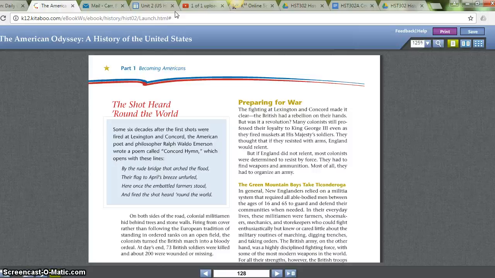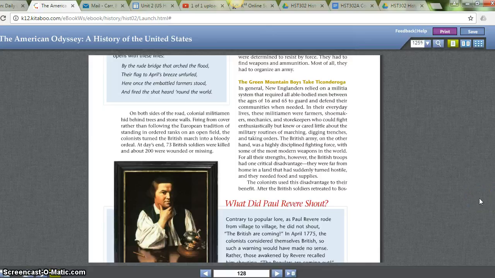They had to find weapons and ammunition. Most of all, they had to organize an army. The Green Mountain Boys take Ticonderoga. In general, New Englanders relied on a militia system that required all able-bodied men between the ages of 16 and 65 to guard and defend their communities.